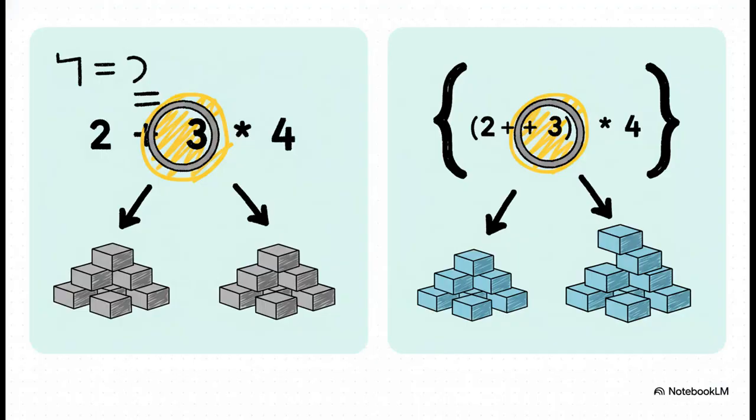And this shows you just how important that rule is. Look at the left side. Without parentheses, Python sees the multiplication and does that first, giving you 14. But on the right, by throwing in some parentheses, we completely change the order. We force Python to do the addition first, and we get a totally different answer, 20. See? Parentheses are your way of taking control and making your code do exactly what you mean.